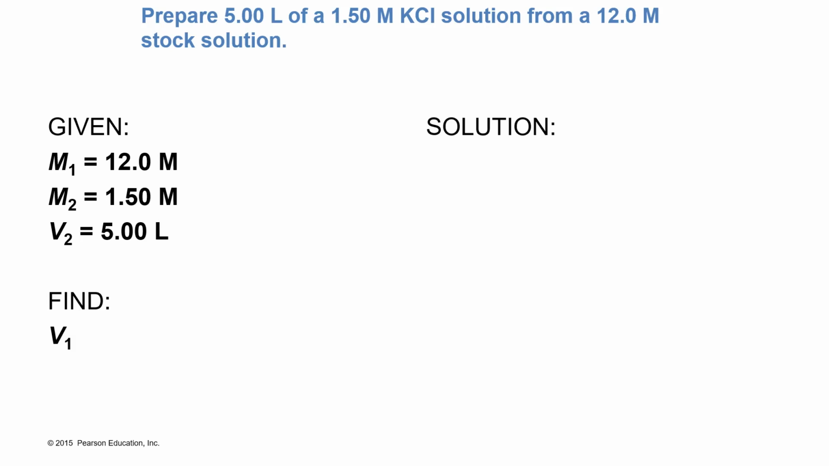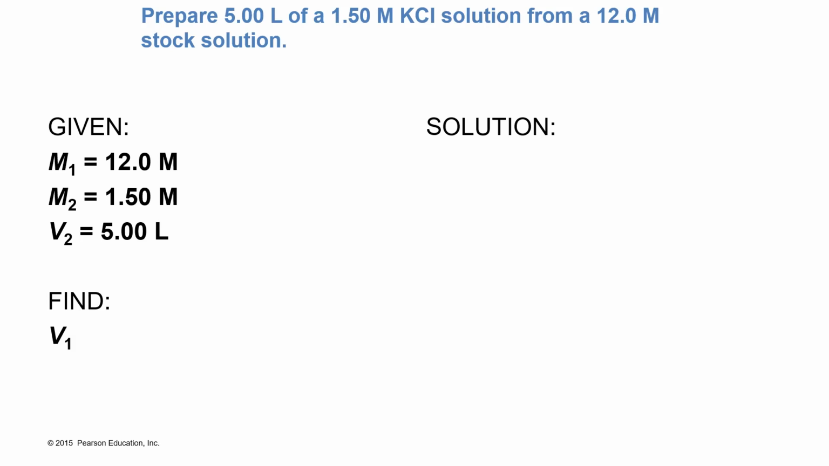So the problem tells you to prepare 5 liters of a 1.5 molar potassium chloride solution from a 12 molar stock solution. So what we know is M1 is 12, M2 is 1.5, and V2 is 5.